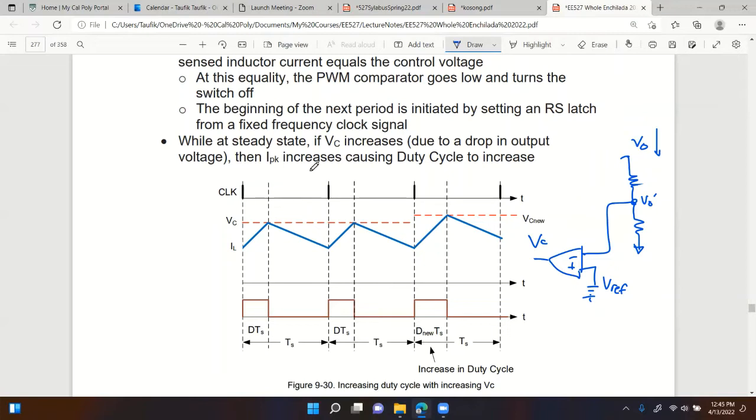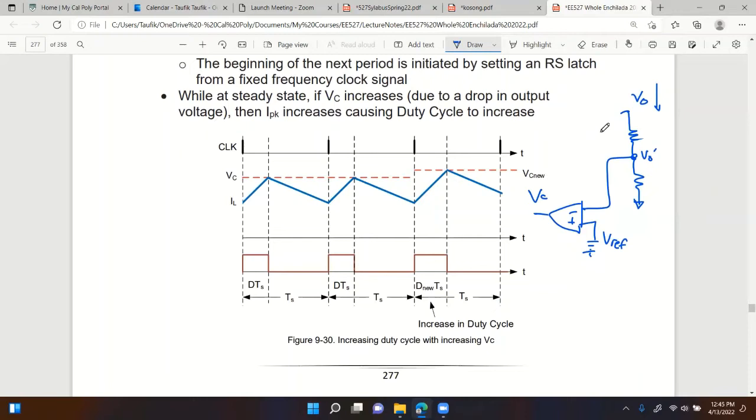Remember in voltage mode control, when the output voltage changes, the controller will see it right away because it is monitoring the output voltage. So let's do the same thing for current mode. Will the current mode do the same thing? Most definitely, because we still monitor the output voltage through this voltage divider.